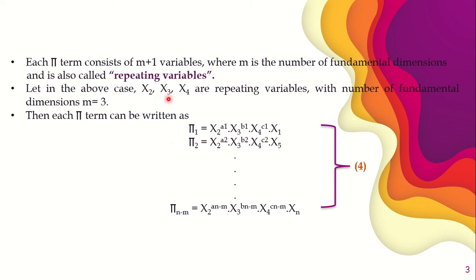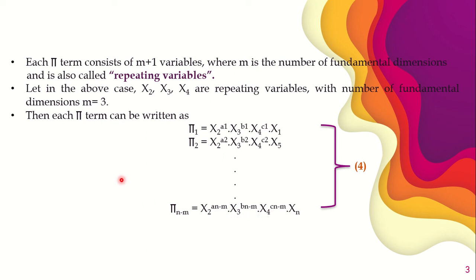Why are we selecting only 3 repeating variables? Again, because we have only 3 fundamental dimensions. Now see here, if I take the same example, I will select 3 repeating variables. x2, x3, x4 I have selected as repeating variables, and they will be common for all the pi terms. Every pi term should consist of 4 variables: x2, x3, x4 and x1. In every pi term, 3 variables must be common. They must be repeating. What are they? Repeating variables, x2, x3, x4. So any pi term you take, this x2, x3, x4 will be the same.